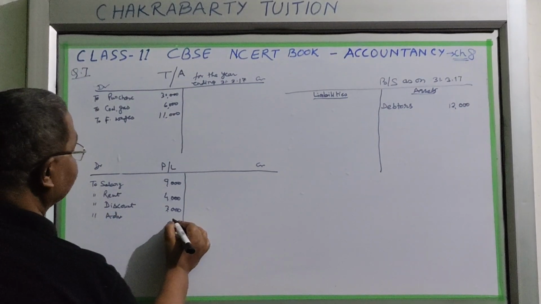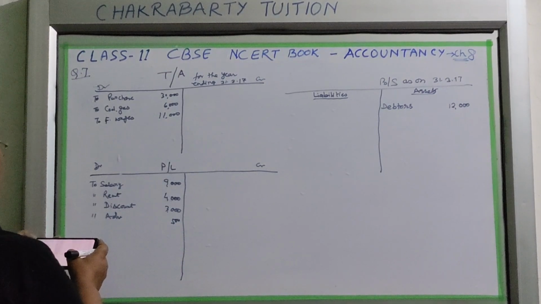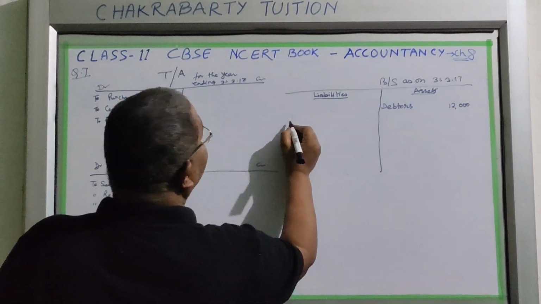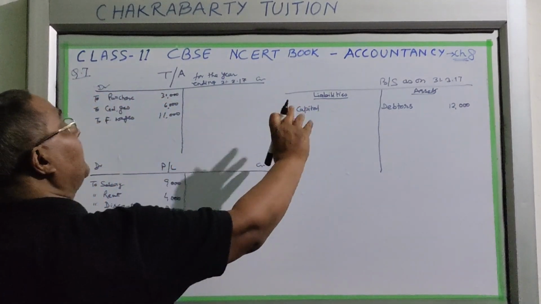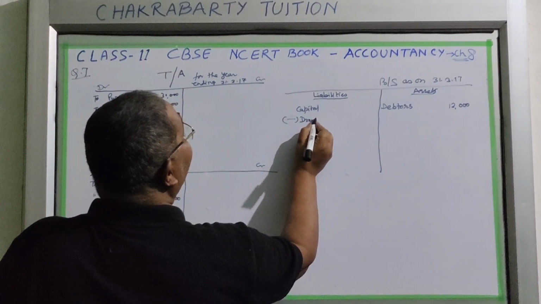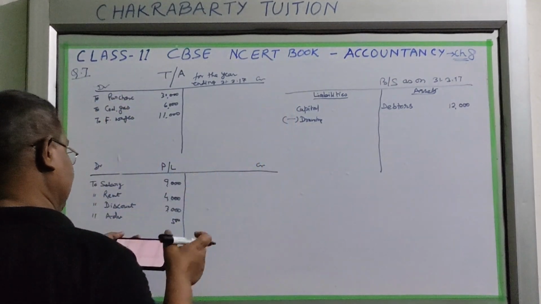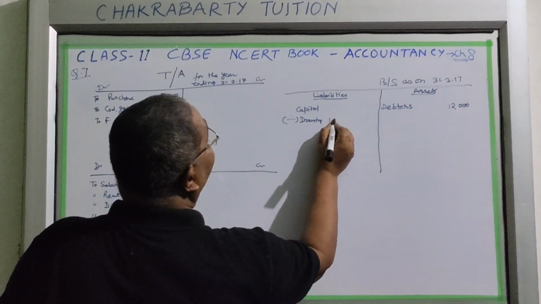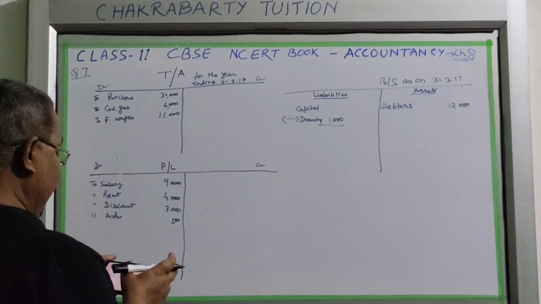Advertisement is 500. Drawings are on the debit side, but due to marshalling we have to group them with capital, since drawings reduce capital. So drawings will come here, and since it is a debit item in the trial balance, when it comes here its sign changes to minus 1,000. Drawings.